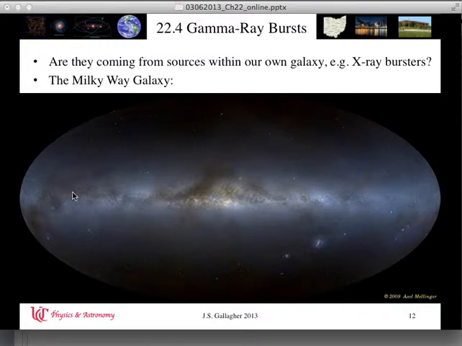This is the disk of our galaxy. When we look along the disk of our galaxy, we see lots more stars, and we see very few stars up here. So if a gamma ray burst was a stellar source located within our galaxy, we would expect to see concentrations along the Milky Way.